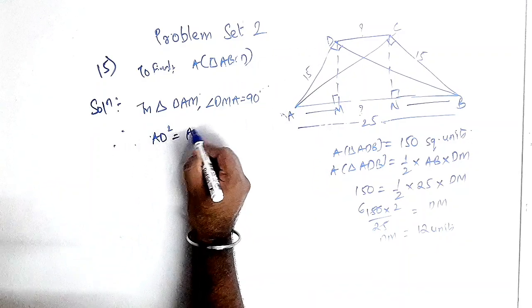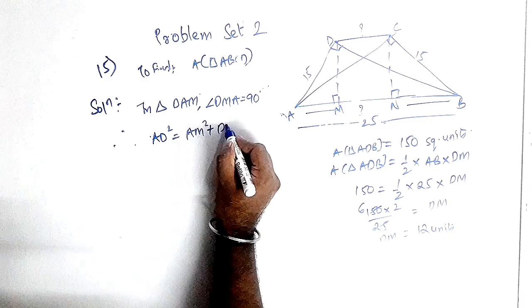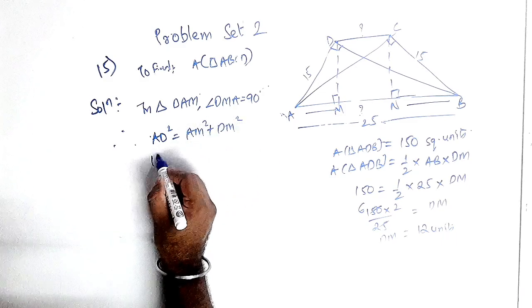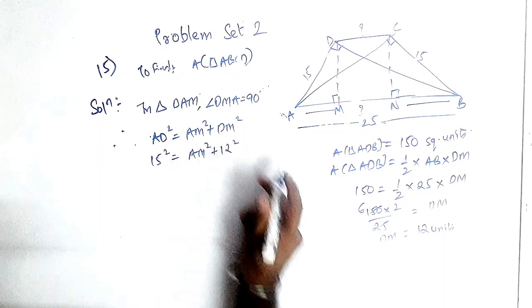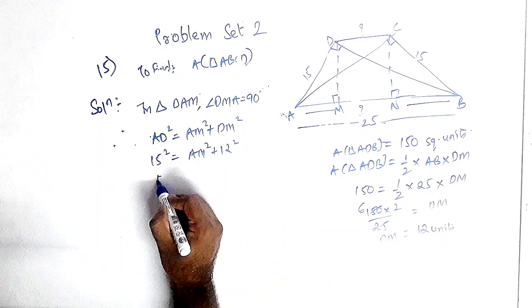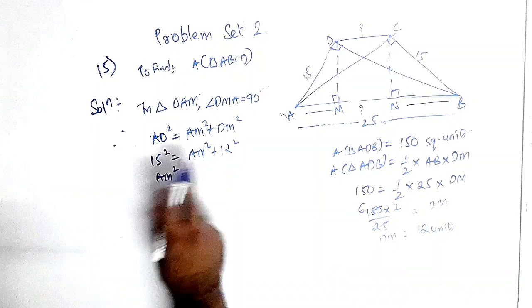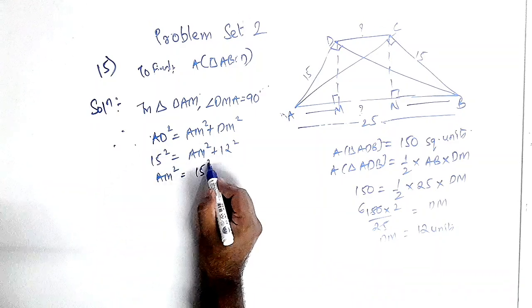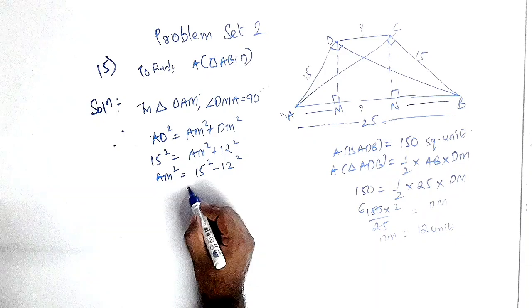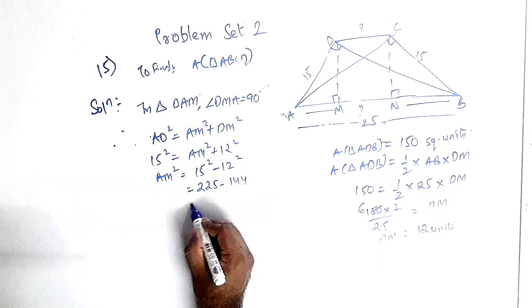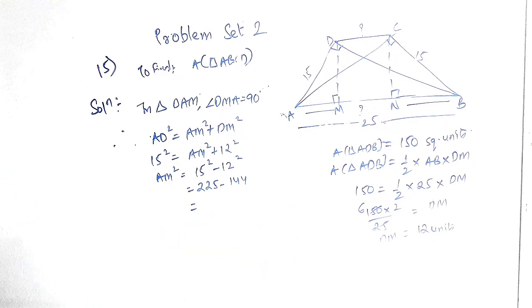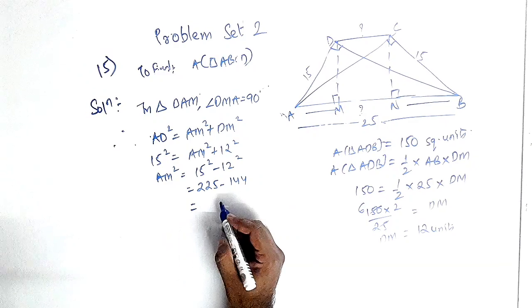AD square is equal to AM square plus DM square. AD is 15, AM we have to find, DM is 12. Okay, so AM square is equal to, this will get subtracted, 15 square minus 12 square. So this is 225 minus 144. What is 225 minus 144?